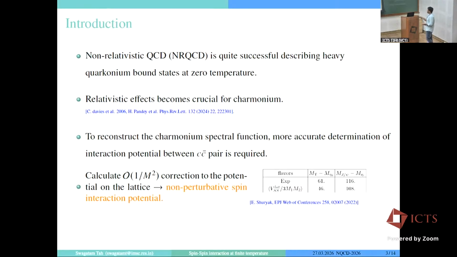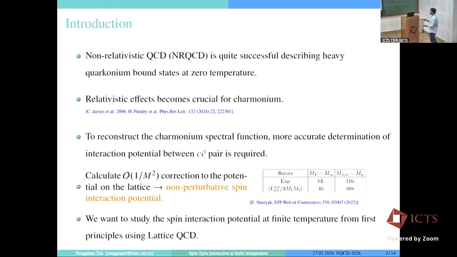These are some results for the hyperfine splitting, for let's say bottomonia, upsilon and eta b. The experimental result is 61 MeV, and this spin potential calculated on the lattice at zero temperature can explain the data up to 46 MeV. For charmonium systems, the experimental result is 116 MeV for the difference between the bound state masses of J/psi and eta c, and the lattice results can explain up to 108 MeV. So we need to take the spin-spin interaction into account. But this spin-spin interaction potential in the finite temperature QGP medium has not been studied yet.